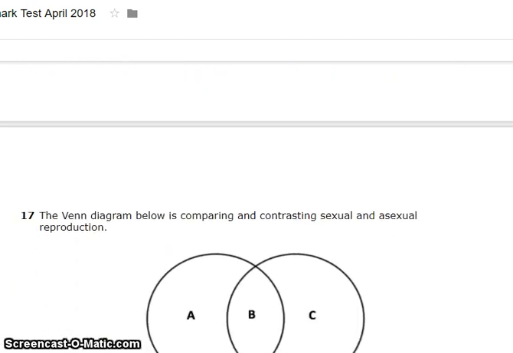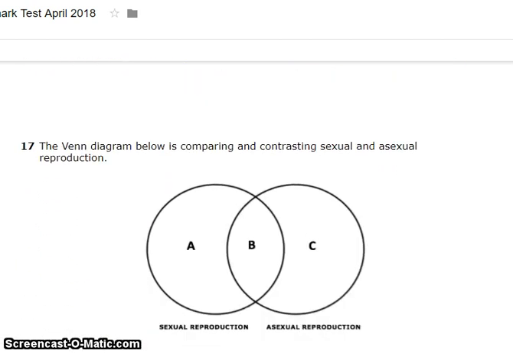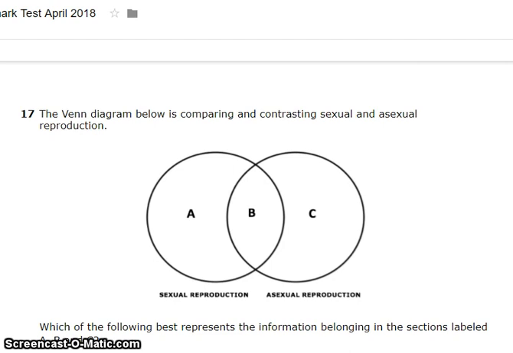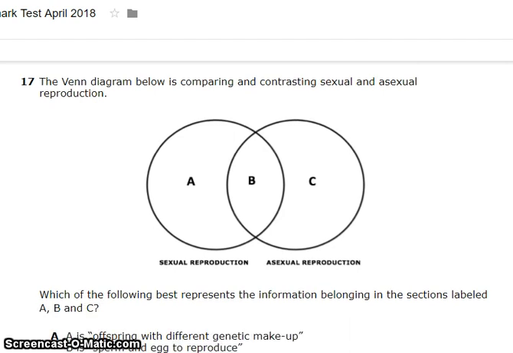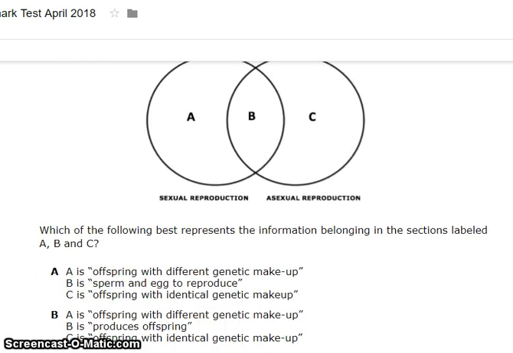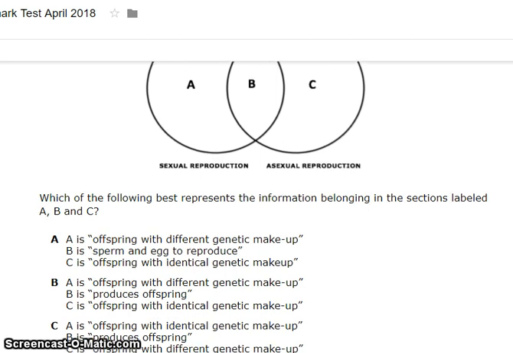17. The Venn diagram below is comparing and contrasting sexual and asexual reproduction. Which of the following best represents the information belonging in the sections labeled A, B, and C? A. A is offspring with different genetic makeup. B is sperm and egg to reproduce. C is offspring with identical genetic makeup. B. A is offspring with different genetic makeup. B is offspring produced. C is offspring with identical genetic makeup.